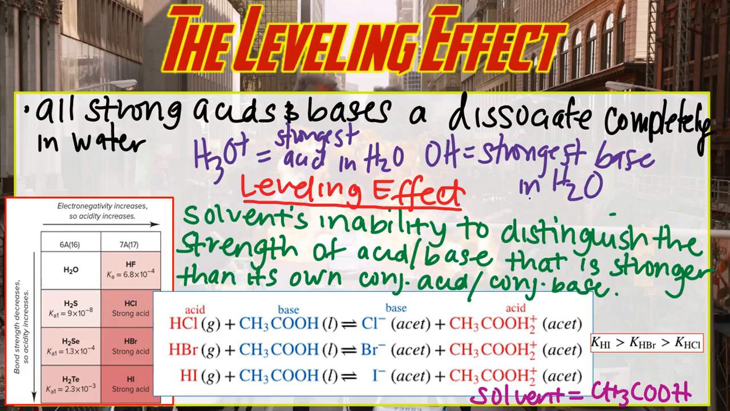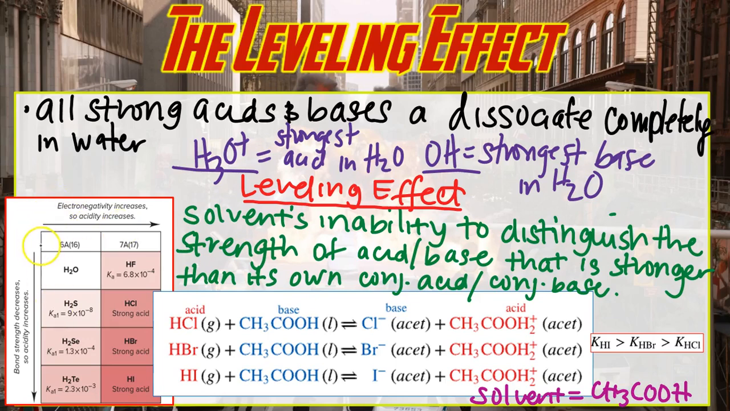The leveling effect is a solvent's inability to distinguish the strength of an acid or base that is stronger than its own conjugate acid or base. So for water, its conjugate acid or base, because it's amphoteric, right, can be, of course, H3O+ and OH-. And because these are so strong, it's going to be very difficult to distinguish between anything that's also adding to acidity or basicity here.